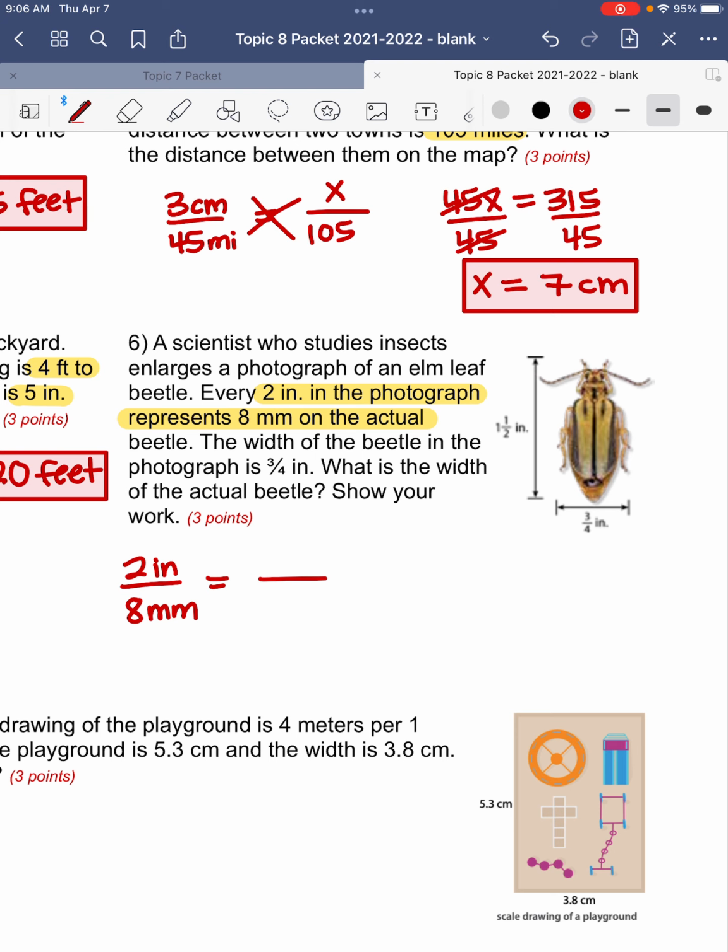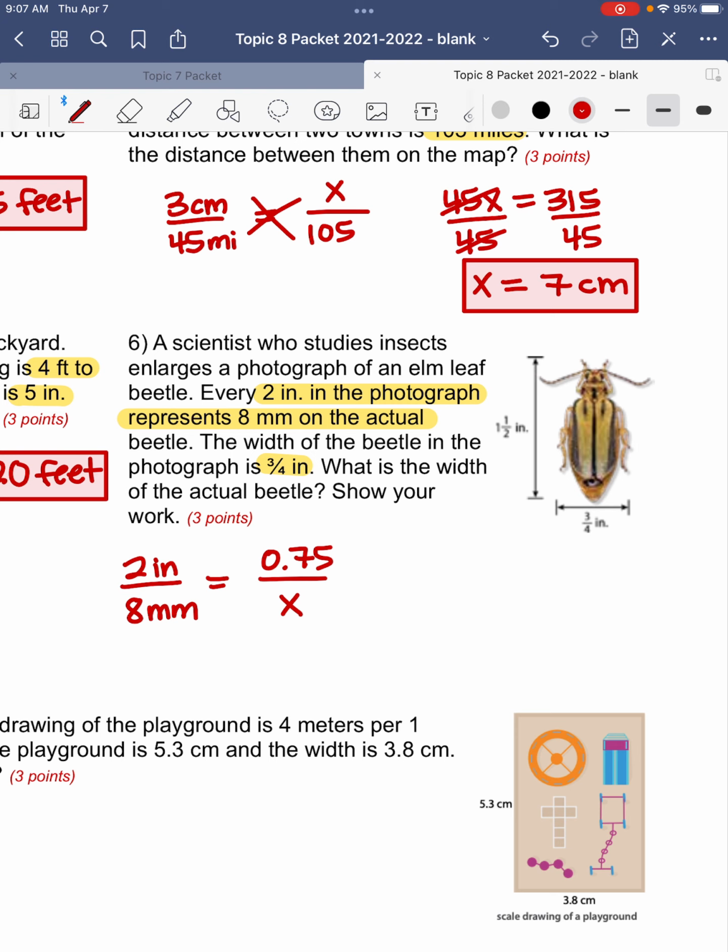So this is telling me that my inches need to go on top and my millimeters need to go on bottom. Now the only other measurement that I'm given is that the width of the beetle in the photograph is 3/4 of an inch. Because it's inches, it goes right here on the top. Now, I really don't like fractions over fractions, so let's make it a decimal. 3 divided by 4 is 0.75, so we've got 0.75 inches, and we're trying to figure out the millimeters, the actual width of the beetle.